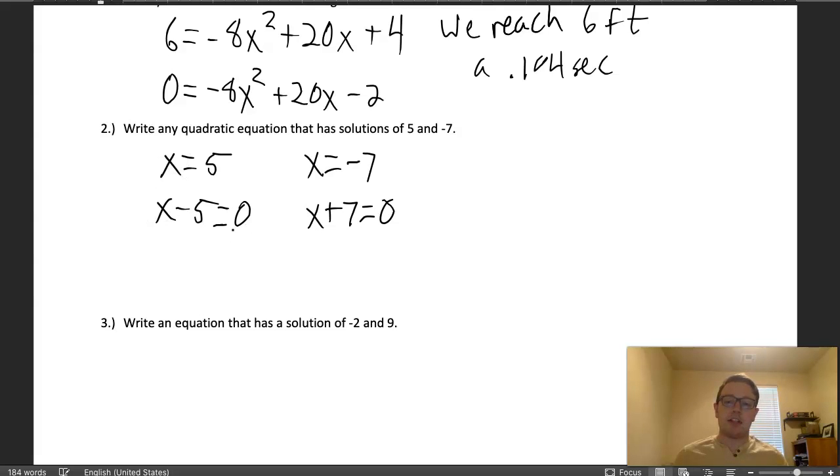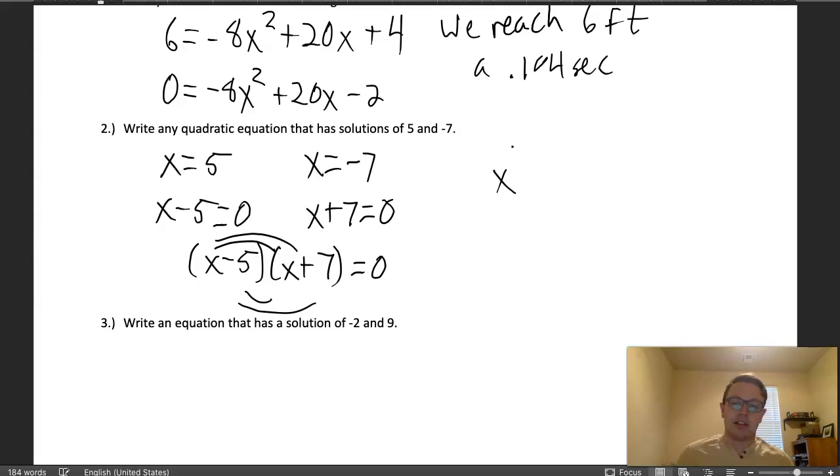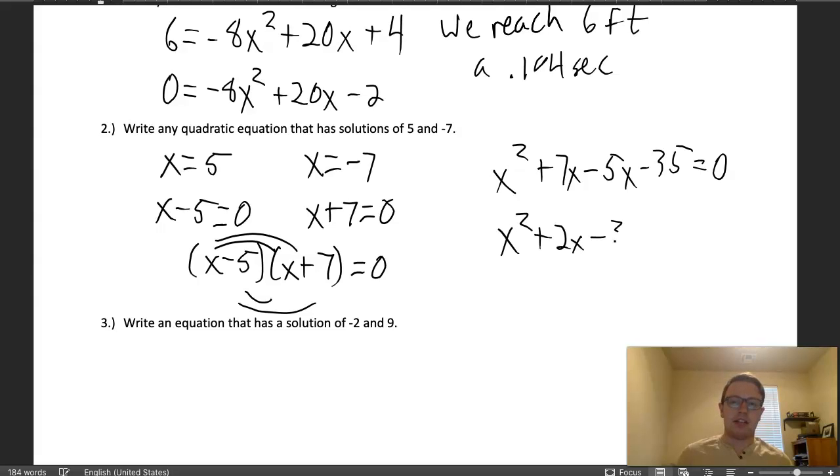And how did we get these two split up? Well, they needed to be multiplied together. So this would be x minus 5 times x plus 7 is equal to 0. And our last step would be to FOIL these. So our answer would be x squared plus 7x minus 5x minus 35 is equal to 0, or x squared plus 2x minus 35 is equal to 0.